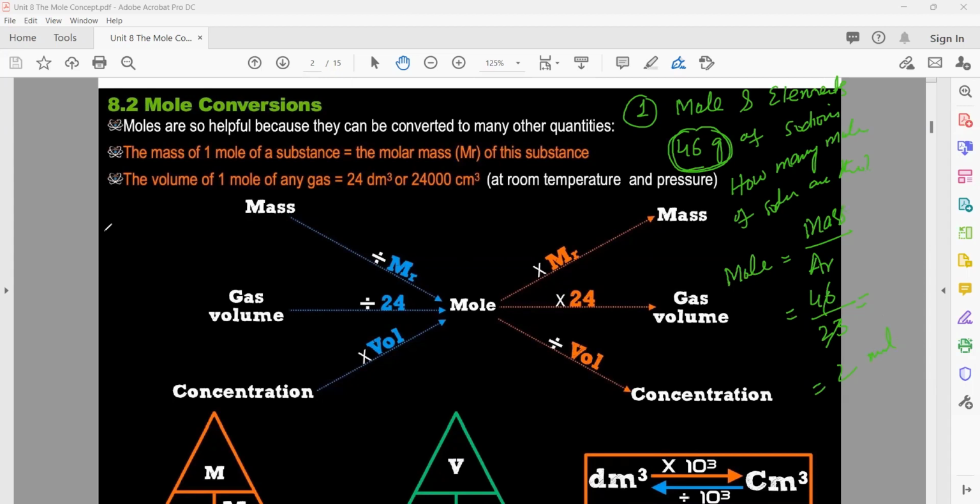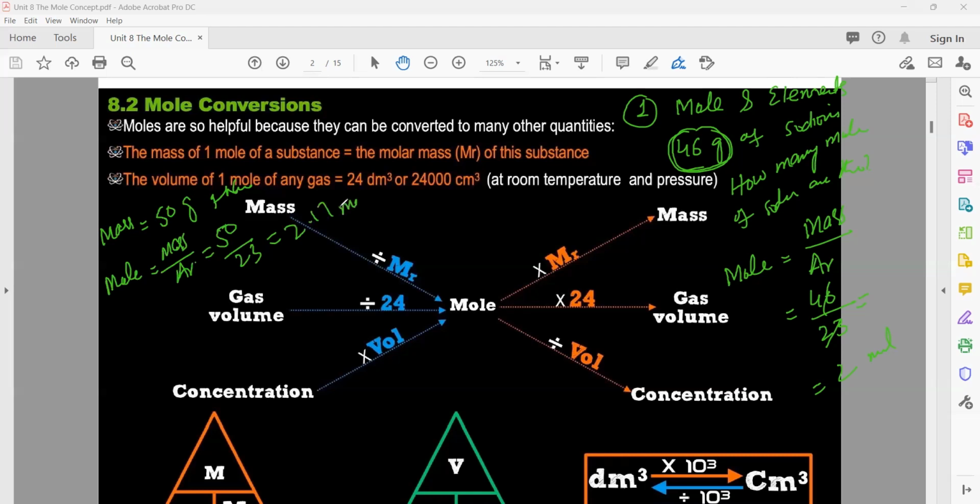Once again, for example, they give you mass of sodium. They said that you have 50 grams of sodium. How many moles are there? Again, what is the formula? Mole equal to mass over AR. What is the mass? 50. AR is what? 23. When you divide it, with the help of calculator, it will be 2.17.